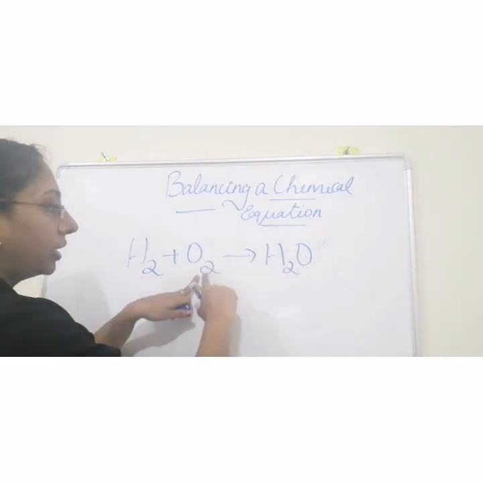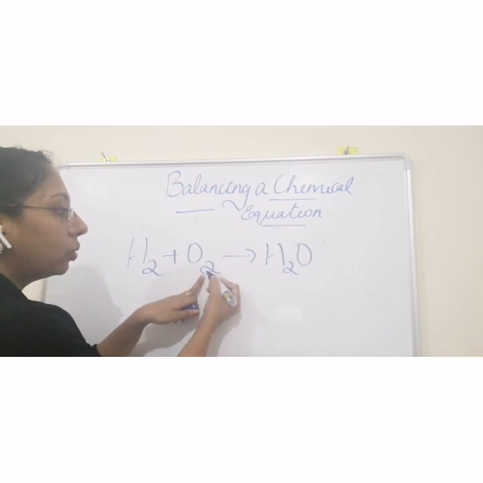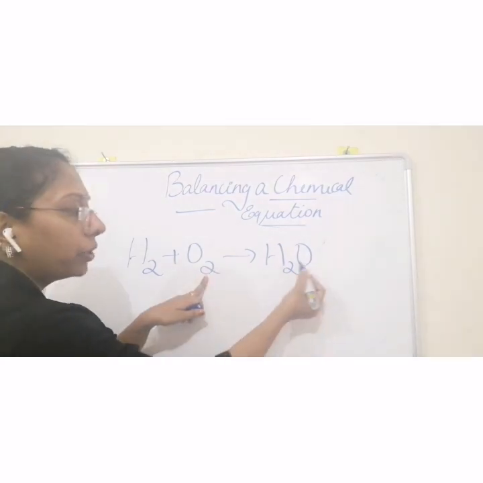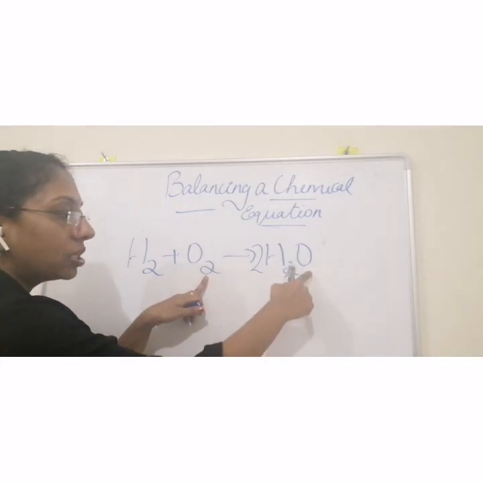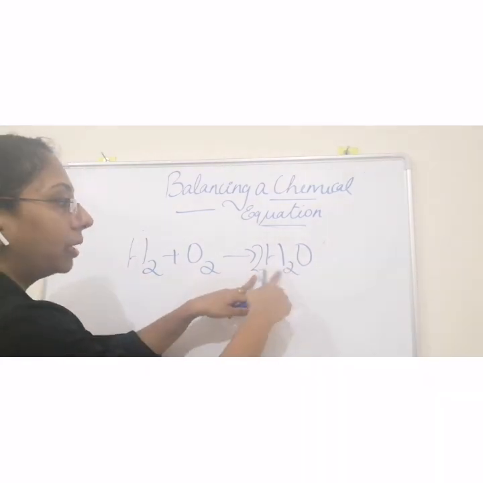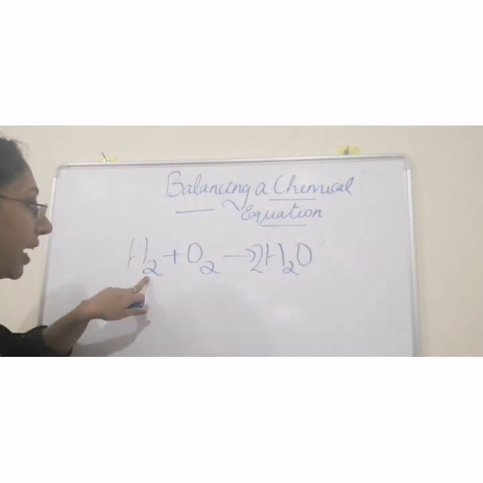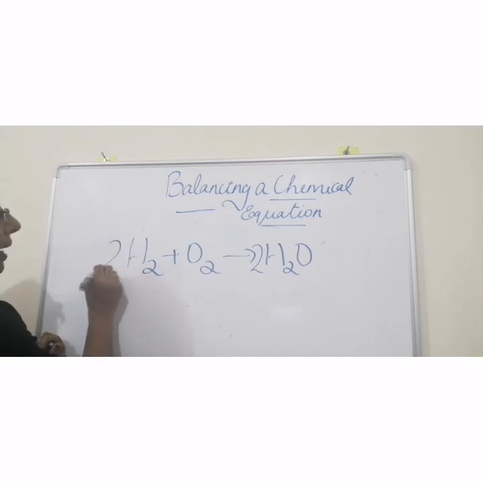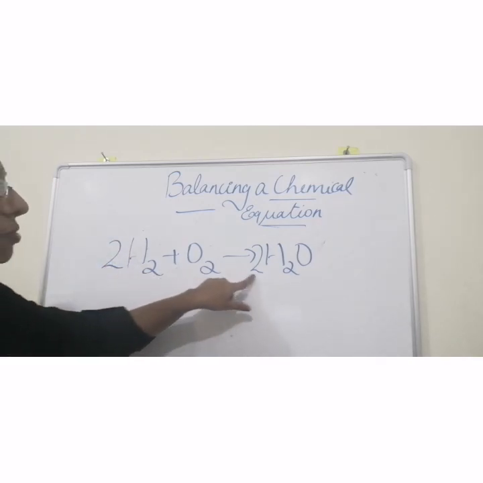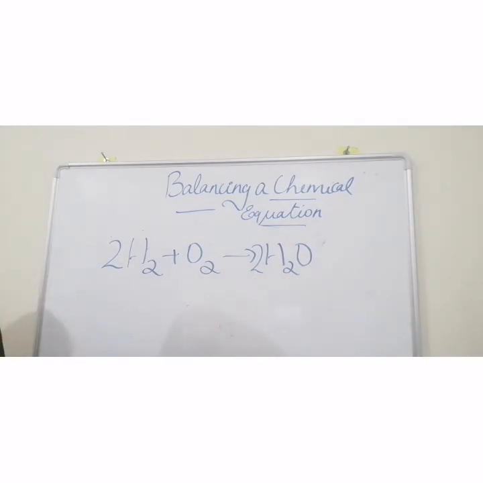How many oxygen are there? 2 oxygen, 1 oxygen. So what do I have to do? To convert into 2, I can never change the subscript, so I will put a 2 here. At that time oxygen is balanced. But what's the problem? Hydrogen is changed into 4. So I have to change this 2 into 4, since we know that when 2 is multiplied with 2 we get 4. 2H2 plus O2 gives 2H2O. Clear? We will go with the next example.